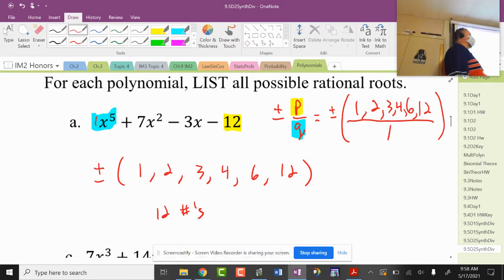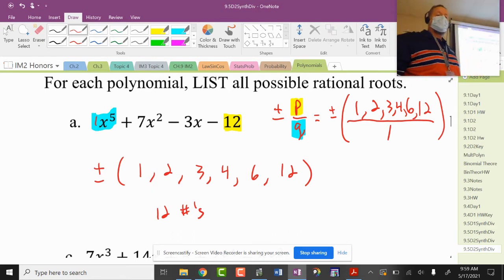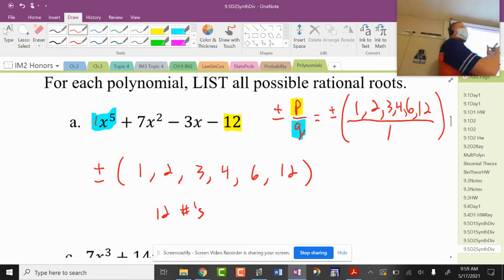And that's what it did for the student back in the 90s. And then you know what they had to do? Trial and error. They had to go ahead and start trying. Does 1 end up being a 0? Does -1? Does 2? Does -2? And so on and so on and so forth. And we showed them ways to shorten it up. There are other theorems that shorten the list depending on what you're given, so on and so forth.